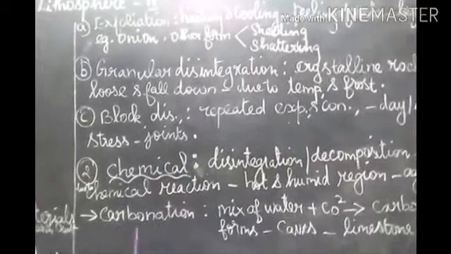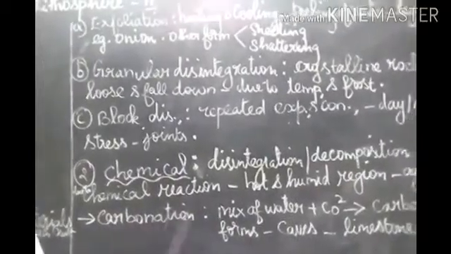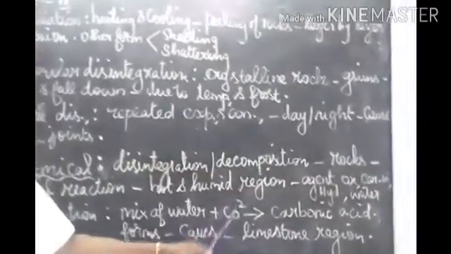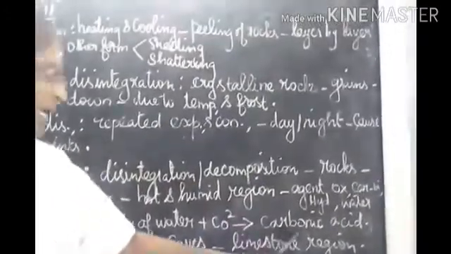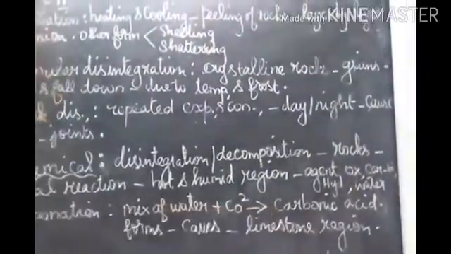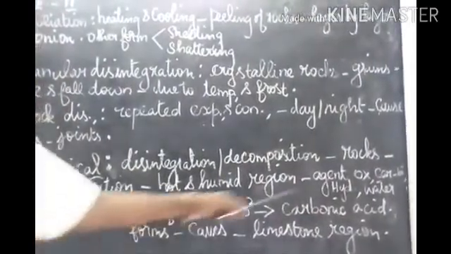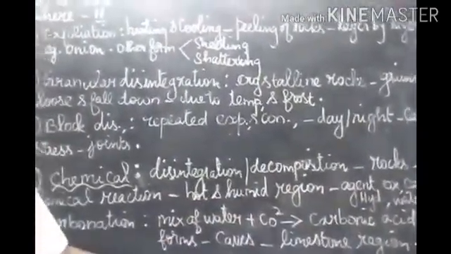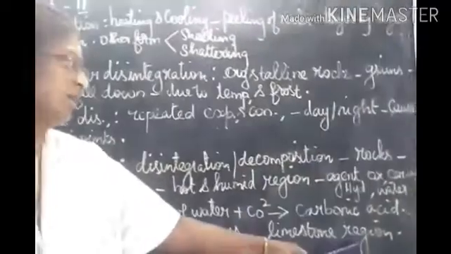The first one is carbonation. This is the mixing of water with carbon dioxide, which gives carbonic acid. When water is mixed with carbon dioxide, carbonic acid is formed. Because of this action, caves are formed, especially in the limestone region.